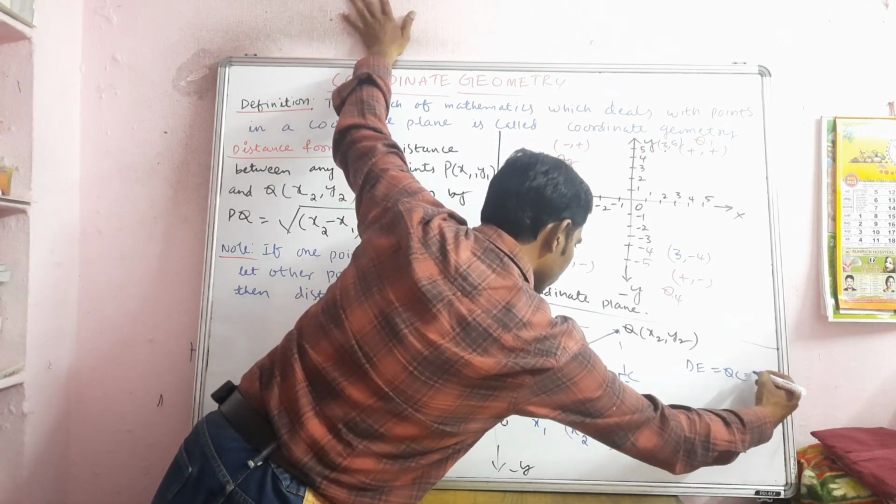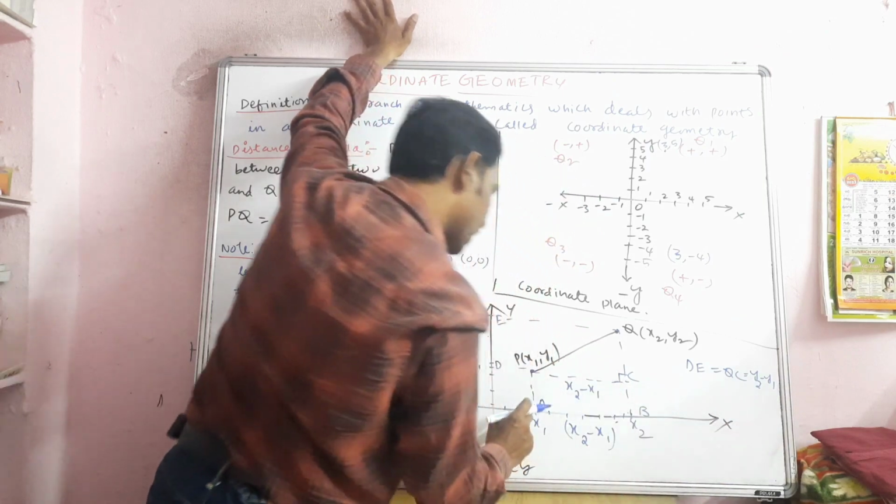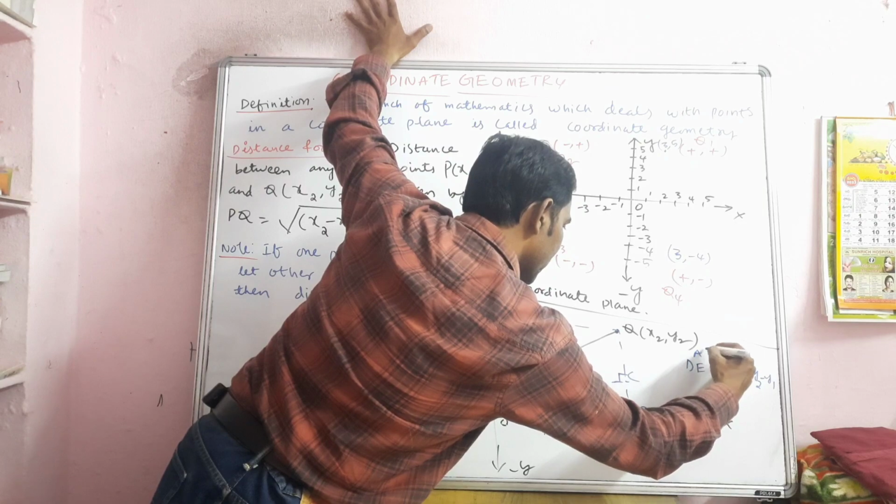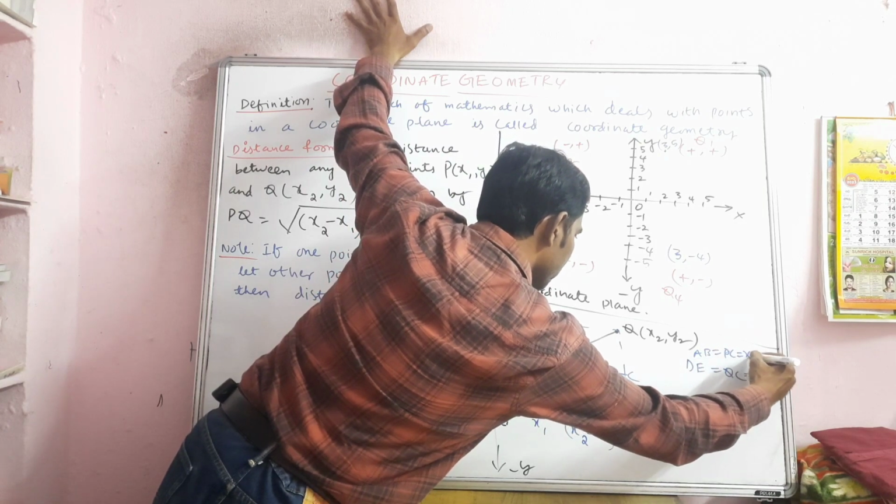Okay, so what you will do? You will take y2 minus y1, and AB is equal to PC. So AB is equal to PC now. So you can take that point as x2 minus x1.